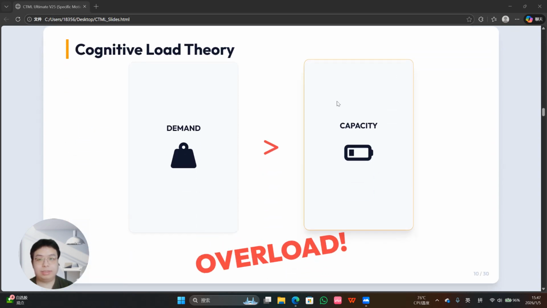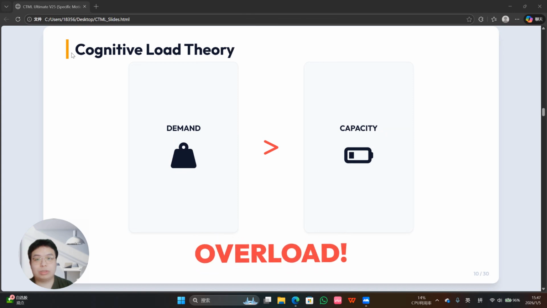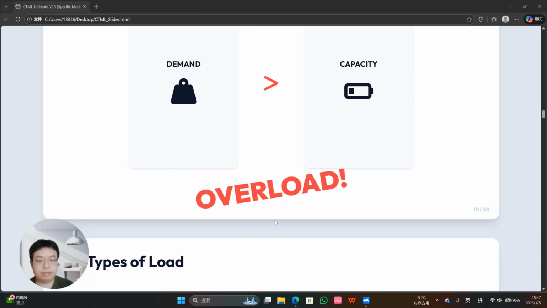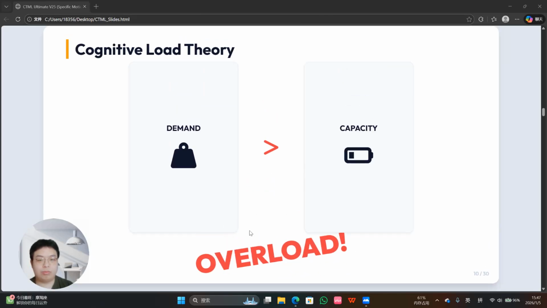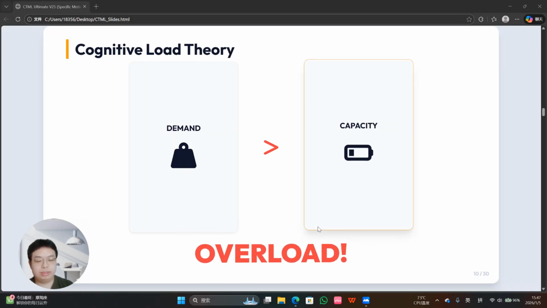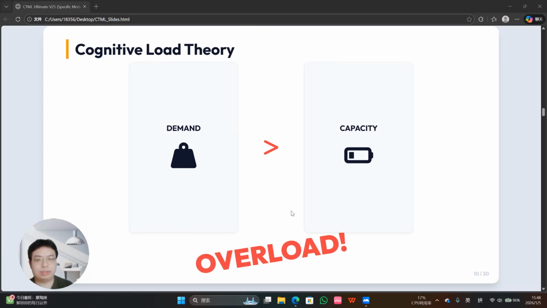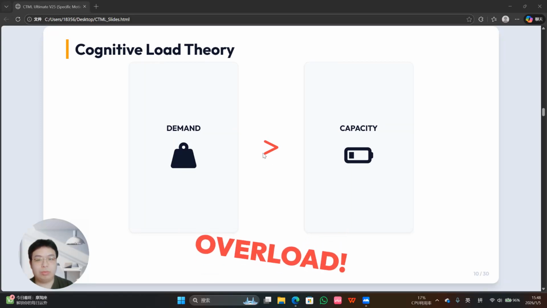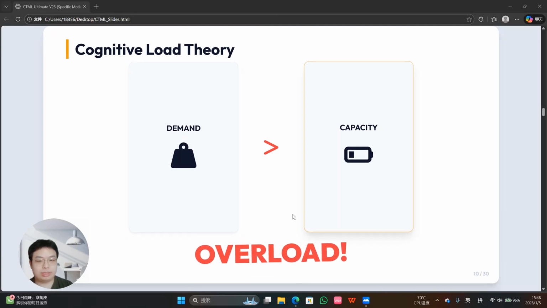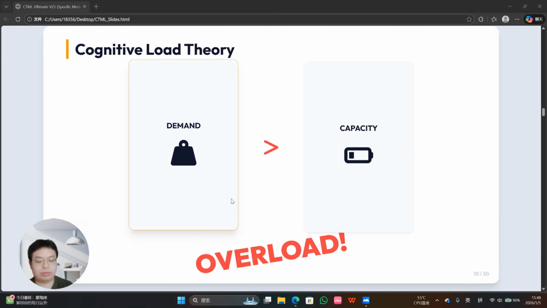And the second topic is cognitive load theory. You can see there is a word overload in this picture, shocking. This brings us to cognitive load theory, which is closely linked to CTML. When the demand of teaching exceeds the student's capacity, the vibrating warning you can see at the bottom of the screen occurs: cognitive overload.